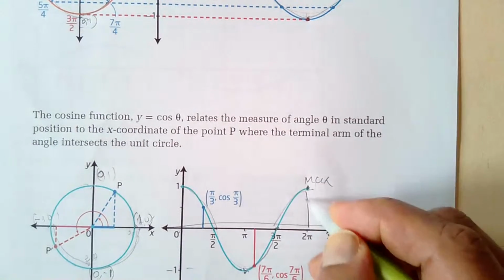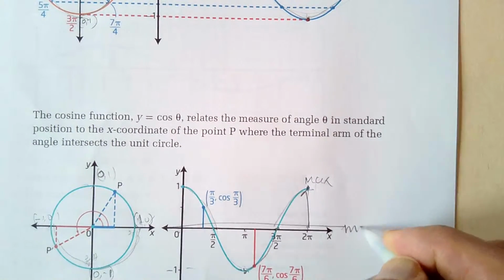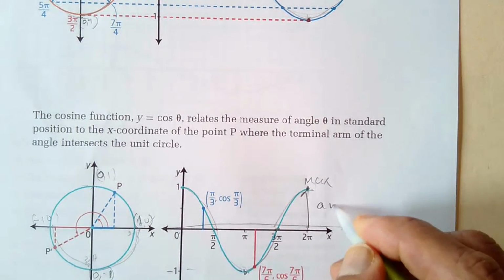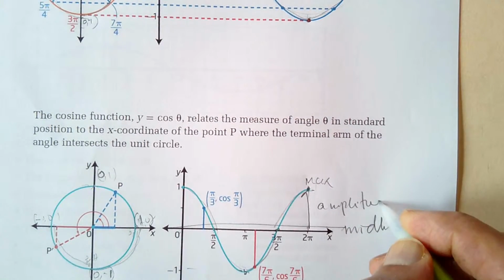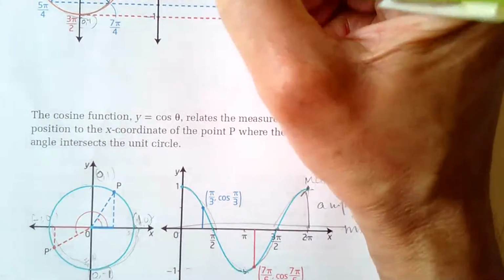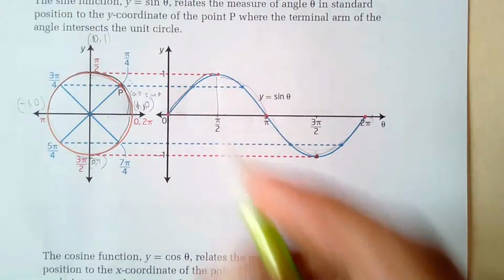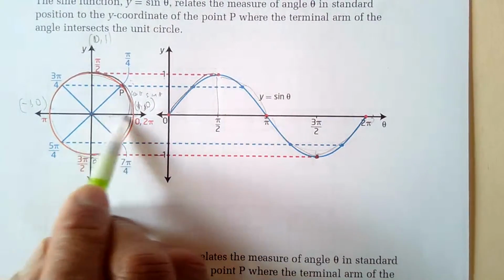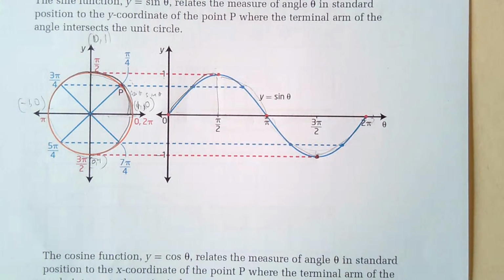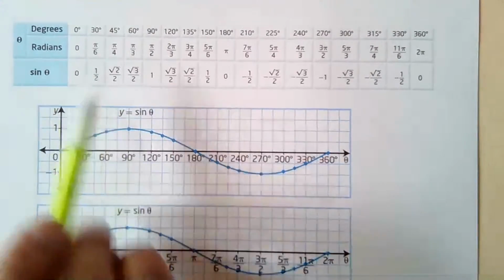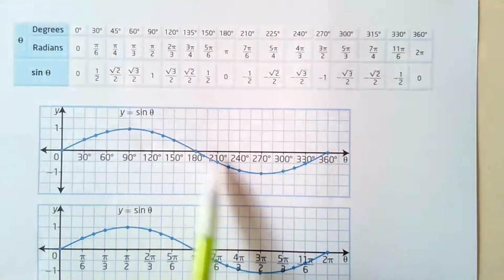The amplitude now is from your midline to your maximum value. So this is my amplitude here, which is your standard graph. Here your amplitude is 1. So the amplitude is 1. Essentially, the radius of the circle is your amplitude. And here, by transferring all of the values in the circle, we end up with a sine.